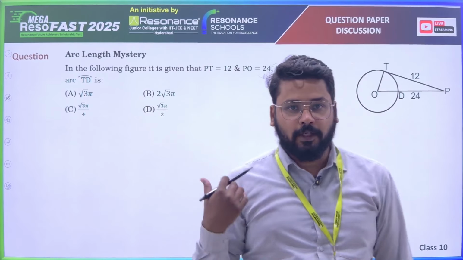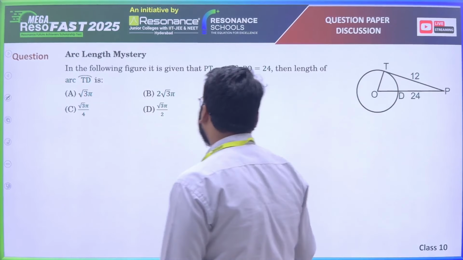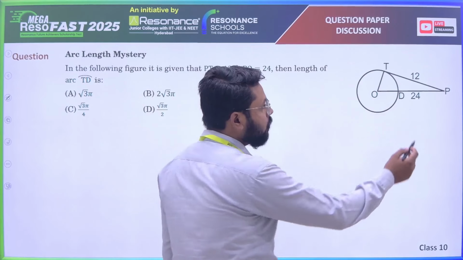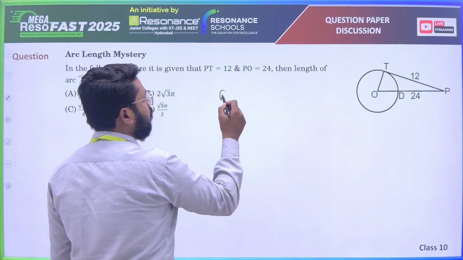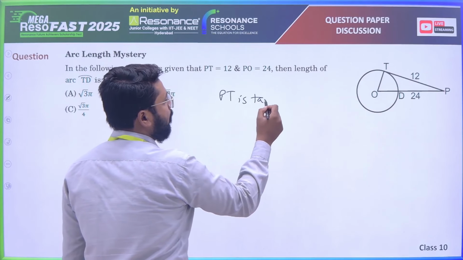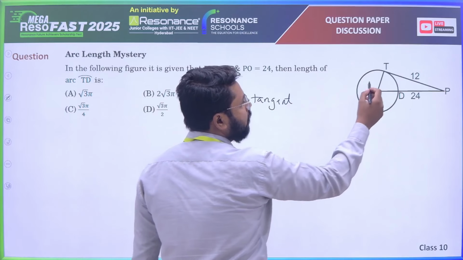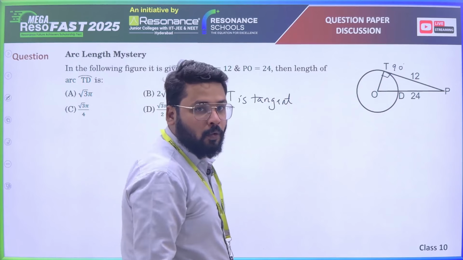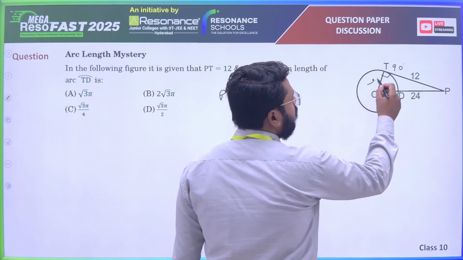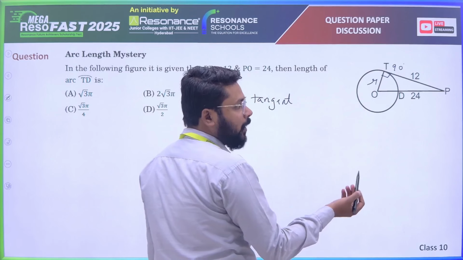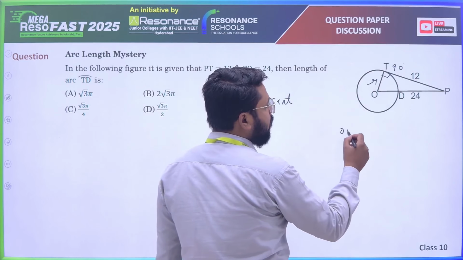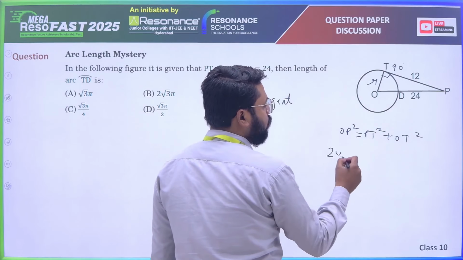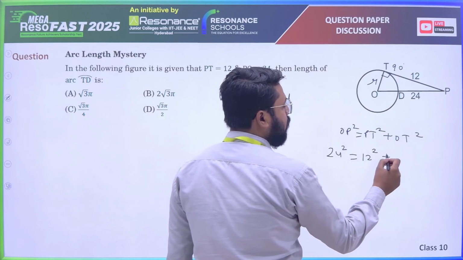Both applications are there to calculate the length of the arc TD. The theorem says that at this point of contact, because this PT is tangent, from the radius this angle will be 90 degrees. OT is our radius. First we will find the radius by using the Pythagoras theorem, which says OP square equals PT square plus OT square. So 24 square equals 12 square plus R square.